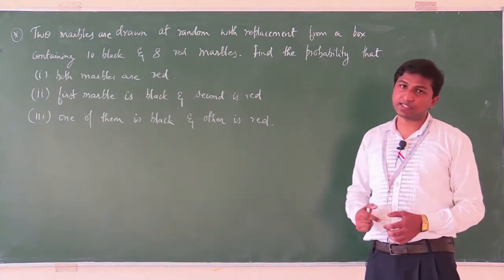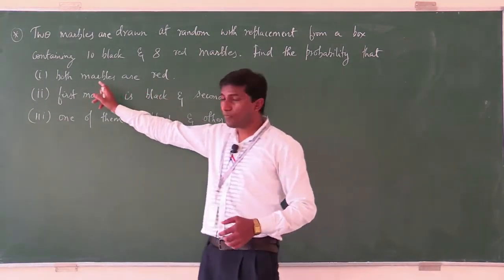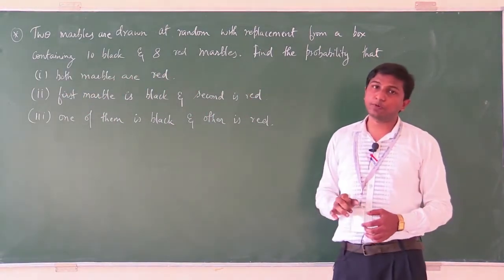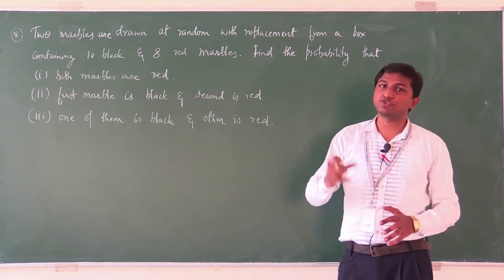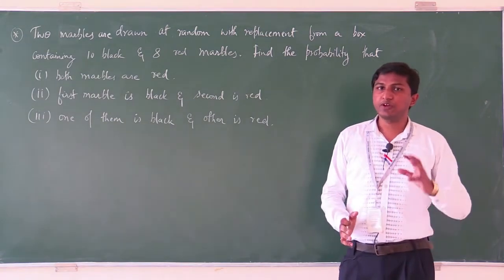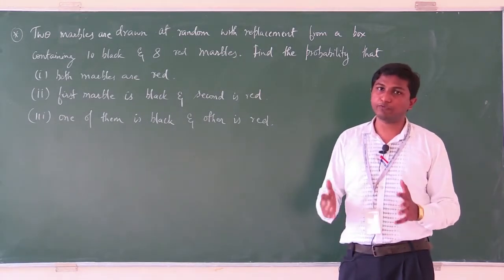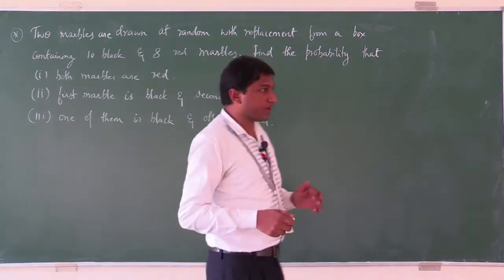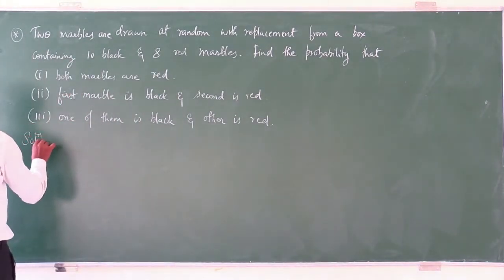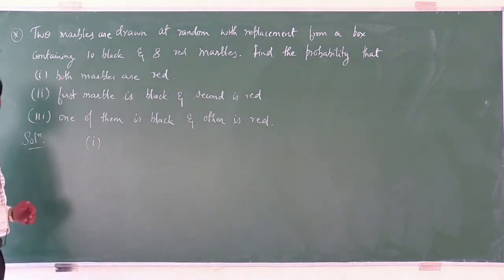What is the question asking us to do? Find the probability that, sub-question 1, both marbles drawn from this box containing 18 marbles, out of which 10 are black and 8 are red, are red. So we have to find that. I am going to define 2 events, so we are going to start the solution like this. This is the solution for sub-question 1.